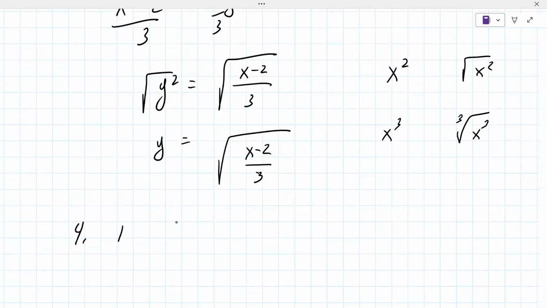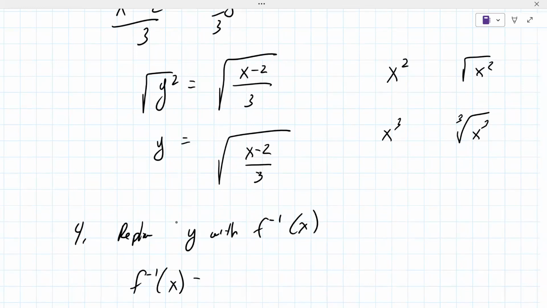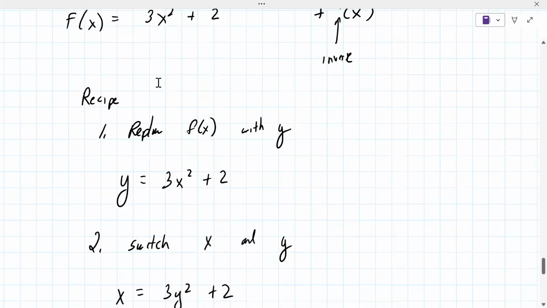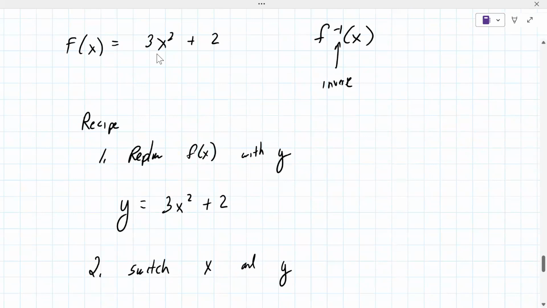Step 4 is to replace y with f inverse of x. F inverse of x equals the square root of x minus 2 over 3. Now, in full disclosure, there is a little bit more to this, but probably not worth emphasizing too much right now because you're so close to the test. Do you have any questions about what we did on this problem? Because I'd like you to try one on your own, if you don't mind.